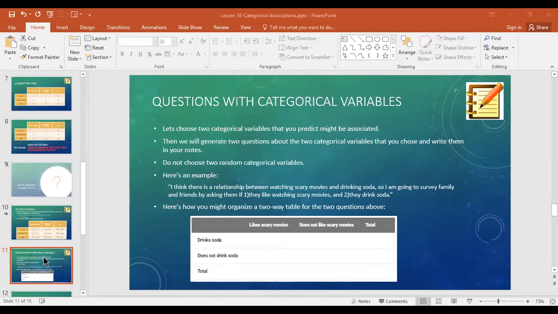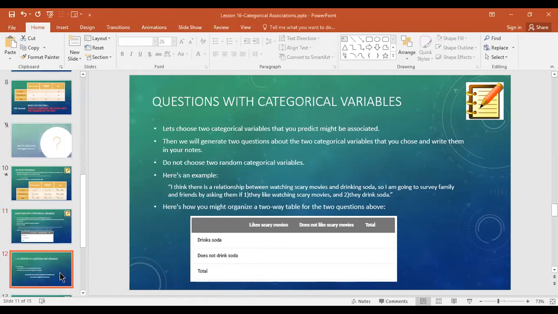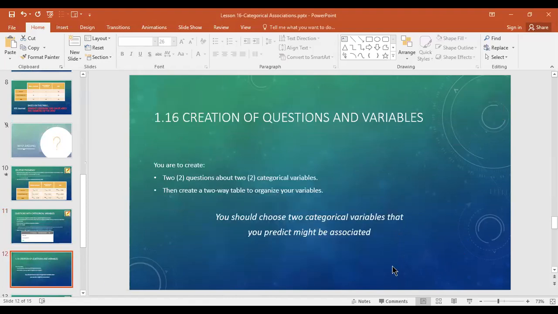So you are going to now choose your own two categorical variables that you think have some sort of relationship, that you think are associated together, okay? You're going to choose those two variables. You're going to write your survey questions for those two variables, okay?